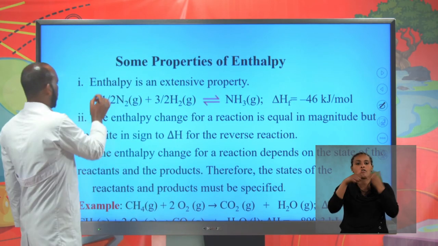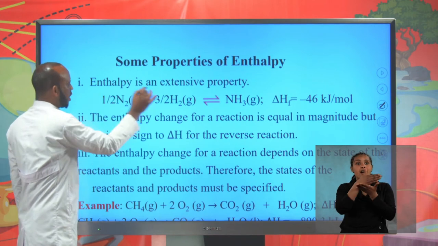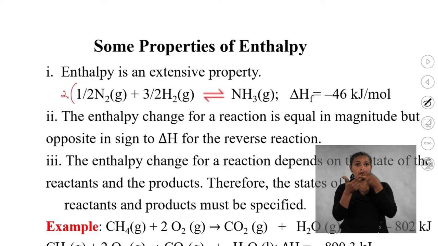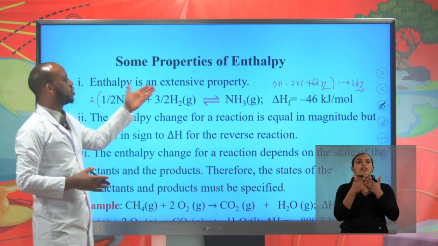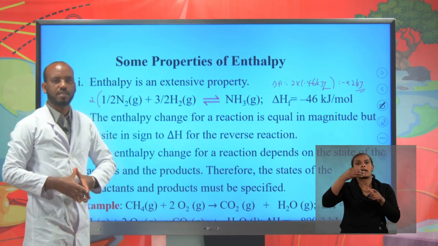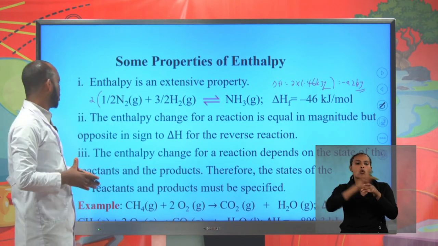Therefore, if this reaction is multiplied by 2, the change in enthalpy, delta H, equals 2 times minus 46 kilojoule per mole, which is minus 92 kilojoule per mole. You see? Therefore, enthalpy is an extensive property. It depends on amount.